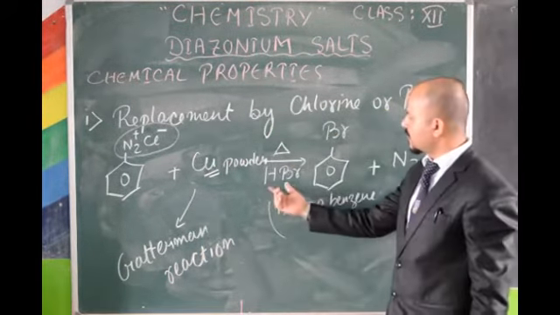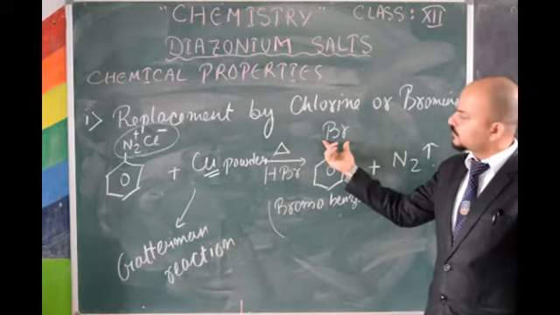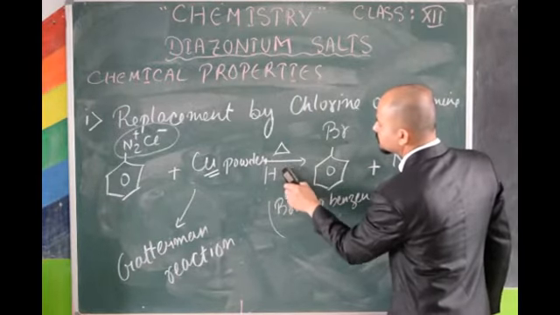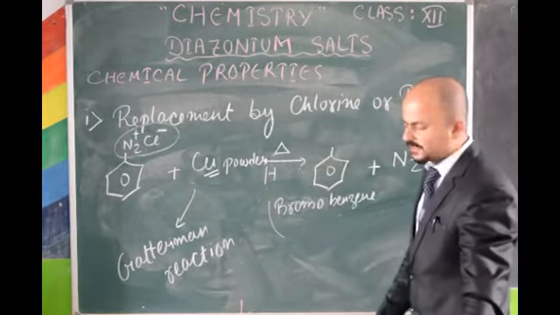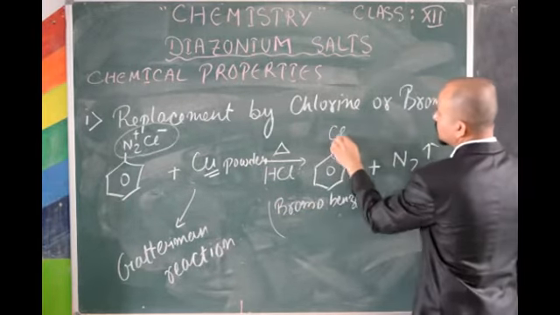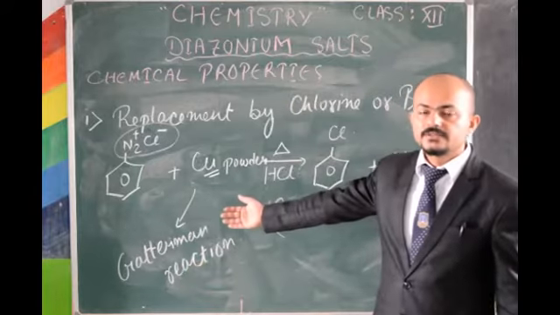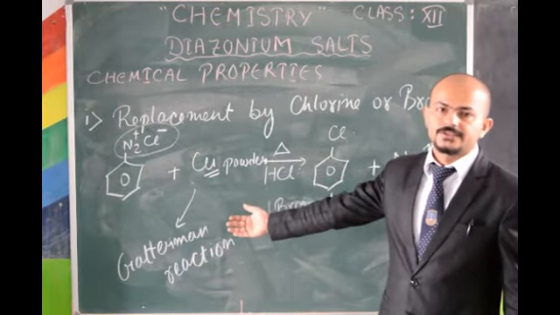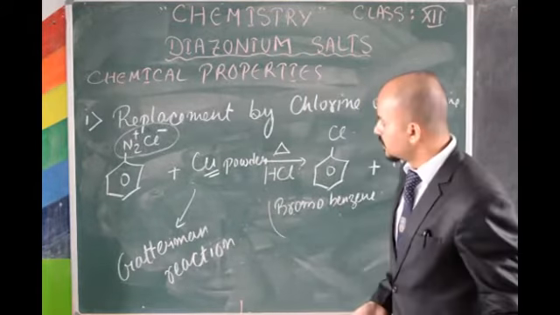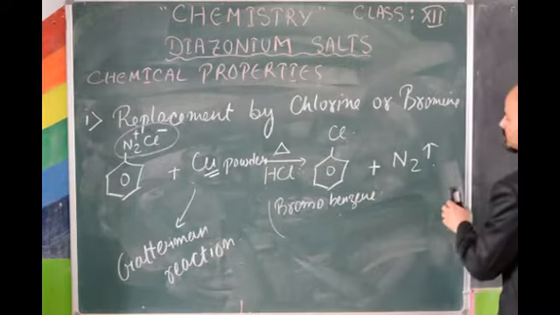So if you use HBr, you will be getting bromobenzene. Now if you use HCl, then you will be getting chlorobenzene. So there is only a slight difference between Sandmeyer reaction and Gattermann reaction. So hope this is clear. And these reactions we have done in our classes, in the first chapter of organic chemistry.